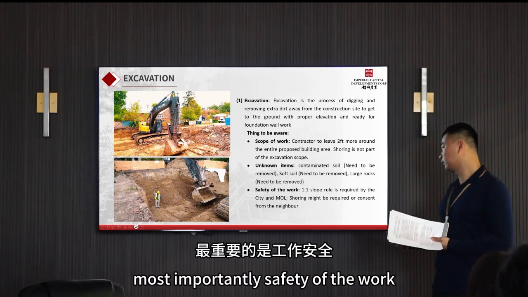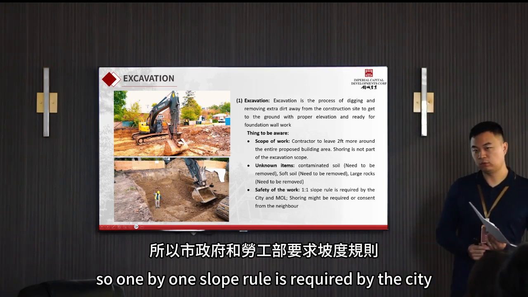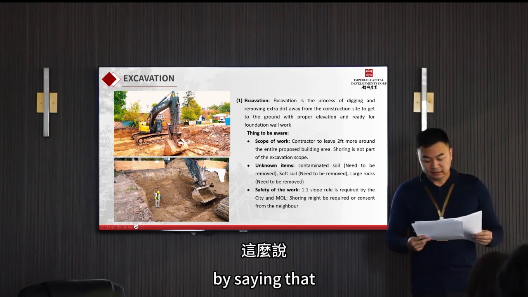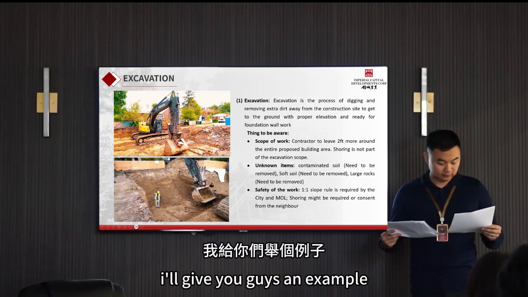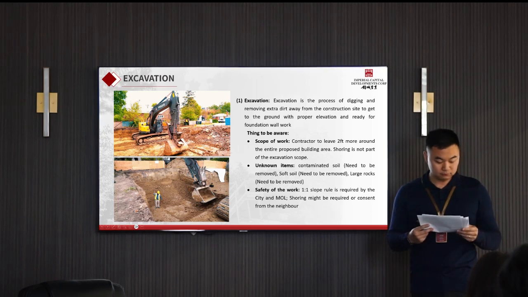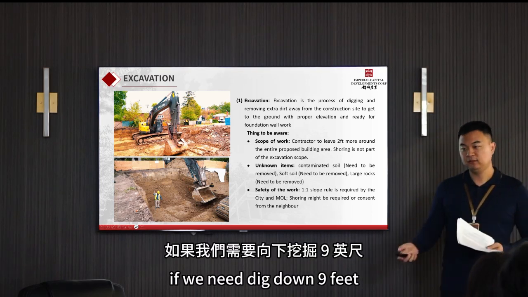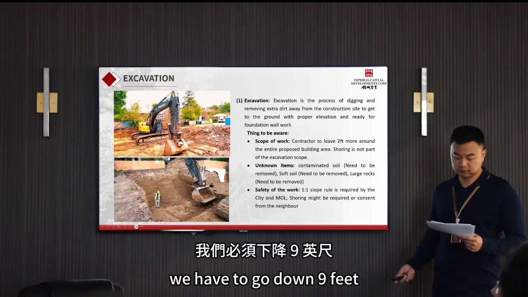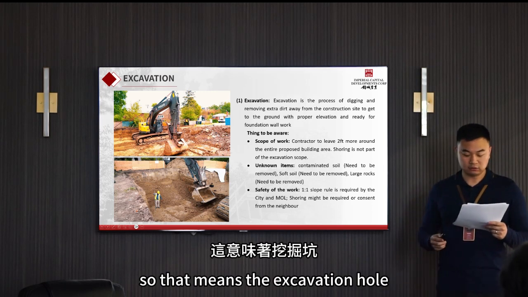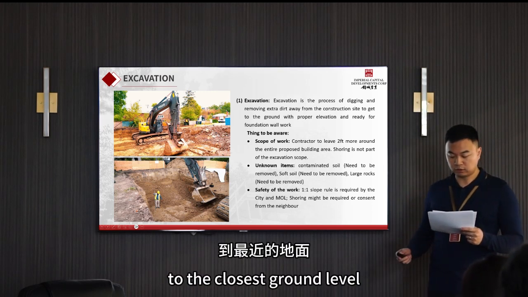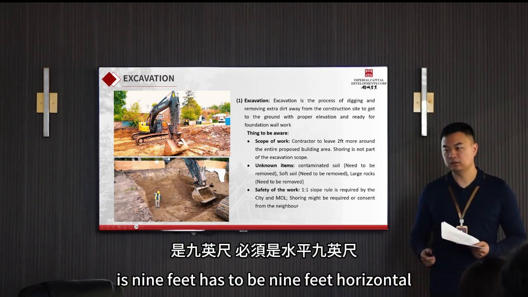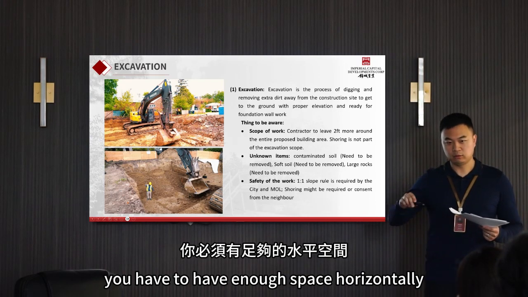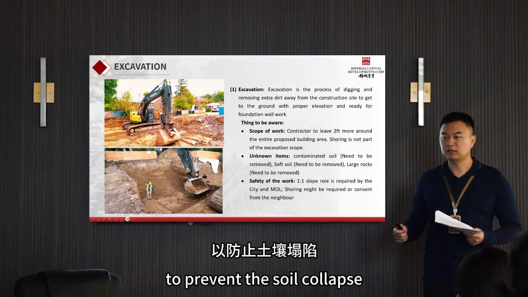Most importantly, safety of the work. So the 1x1 slope rule is required by the city and the Ministry of Labor. I'll give you guys an example. If we need to dig down 9 feet, because right now these custom homes have at least a 9 feet basement. So the excavation hole to the closest ground level is 9 feet, it has to be 9 feet horizontal. So if you have a vertical 9 feet down, you have to have enough space horizontally to prevent the soil collapse.